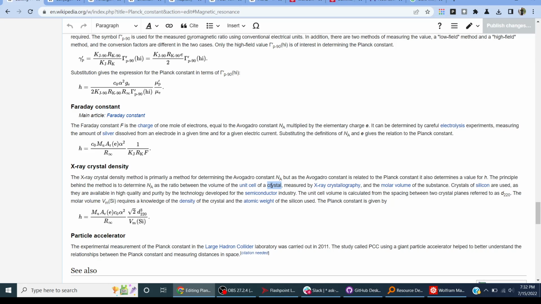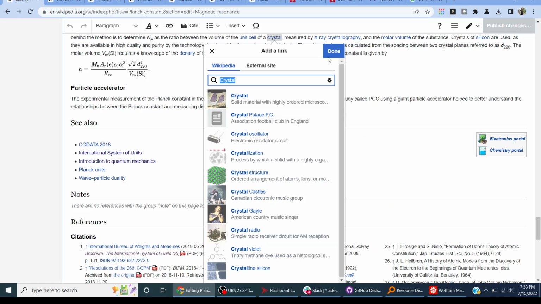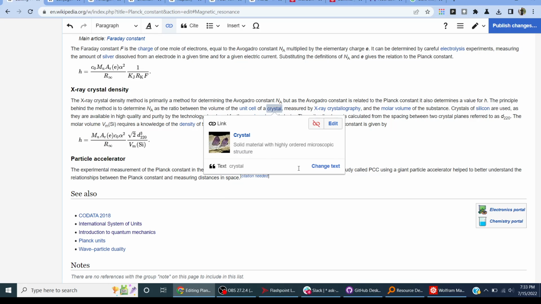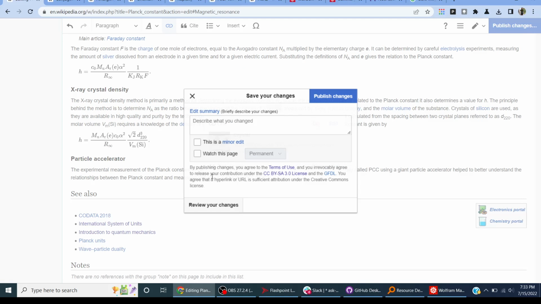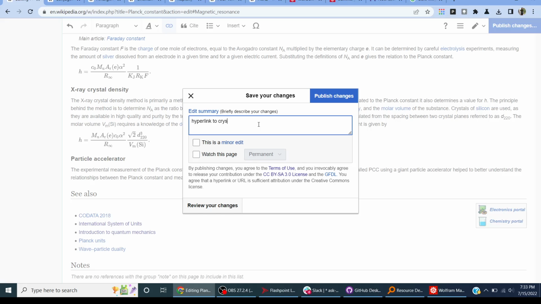Crystal. A published changes, hyperlink to crystal added.